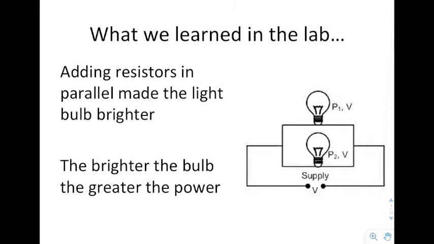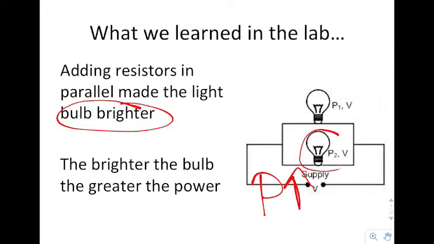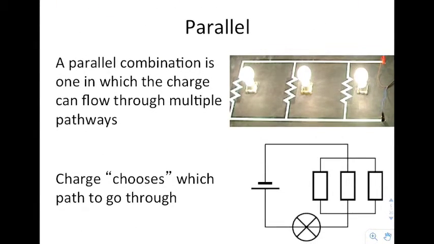Now, what we learned in the lab is that whenever you add resistors in parallel, it doesn't make the bulb dimmer. Instead, it makes the bulb brighter. Now, the brighter the bulb, the greater the power. So what we saw in the lab is you have an increase in the power as you put resistors in parallel. Now, parallel is a combination in which there are multiple pathways for the charge to flow.